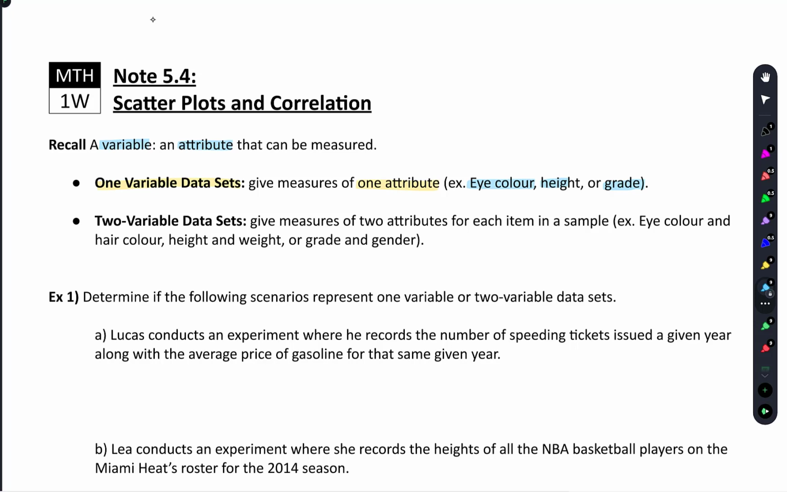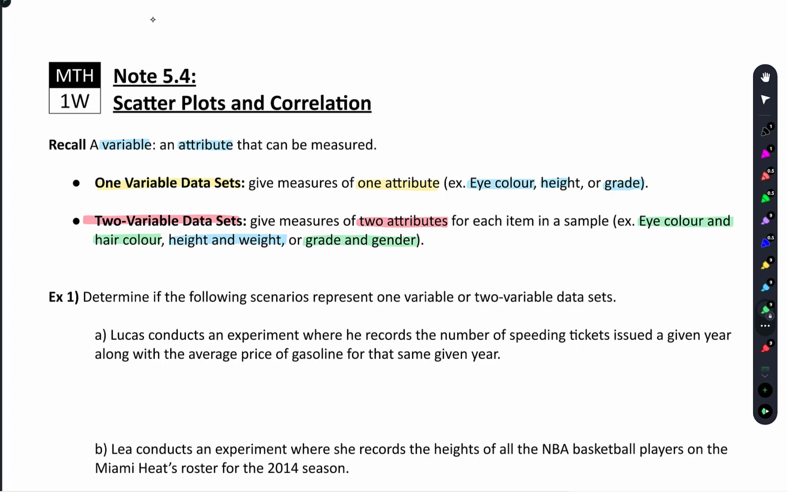Now, when we take two pieces of information, we call it a two variable data set. That means that we're measuring two attributes or two things about the person or the object, and we put them on the same graph together. So that might mean that we're measuring the eye color and the hair color of the person. Or we might be measuring the height and weight, both at the same time. Or lastly, how about the grade and their gender? So what grade are they in and what gender do they identify with?